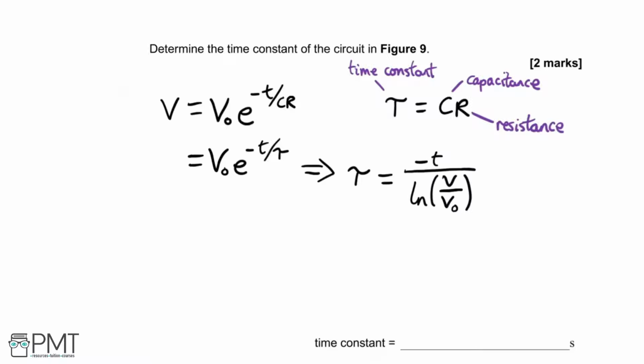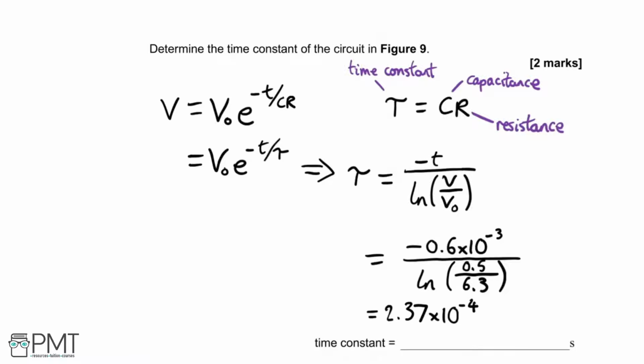Now here we've had to use natural logs because we're finding the reverse function, or the inverse function, of an exponential. But if we substitute the values that we obtained into this equation, we should get the correct answer. So remember we had a time difference of 0.6 milliseconds. And then the voltage we could think of as changing between 6.3 and 0.5. So putting all of that into a calculator gives us 2.37 times 10 to the -4. And that's going to be a value in seconds.